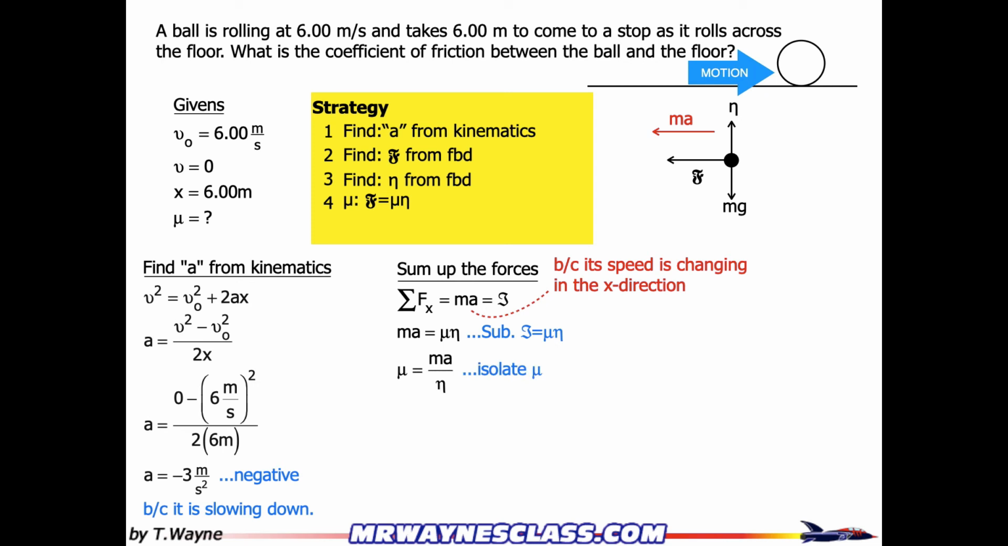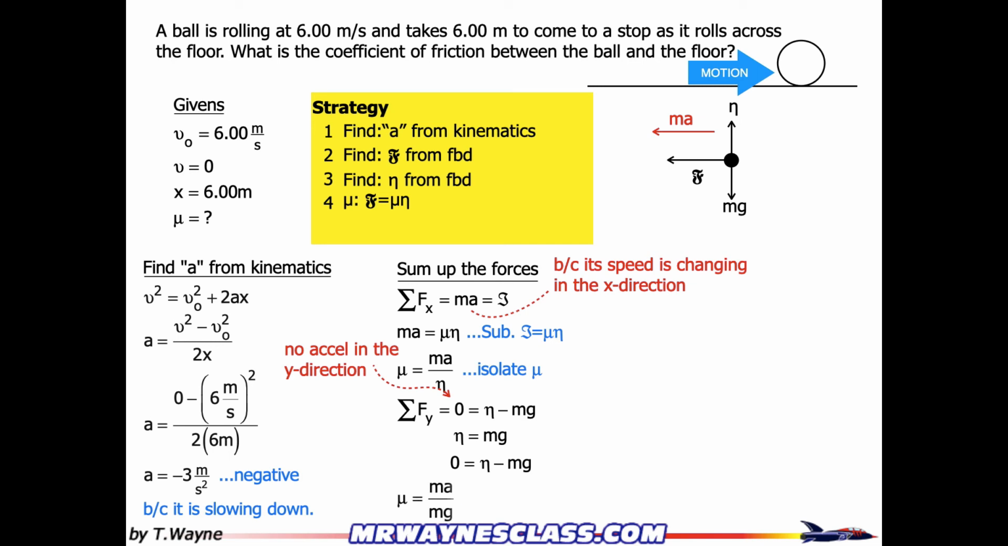I'm not sure that helped me. Oh wait, eta is in the free body diagram for the vertical forces. If I sum up the forces in the y direction, it's equal to 0 because it's not accelerating in the y direction, only horizontal. That's equal to eta minus mg. So eta is equal to mg. That came from the fact that 0 is equal to eta minus mg, and then I moved it around a little bit. It's a little out of order, but we'll go with it for now.